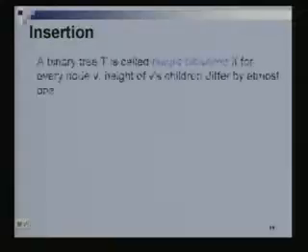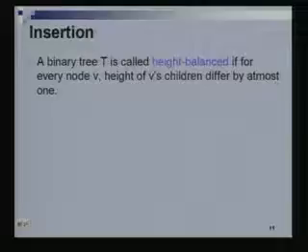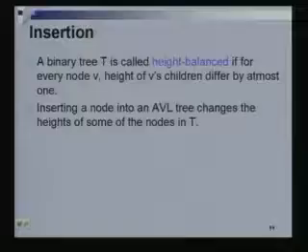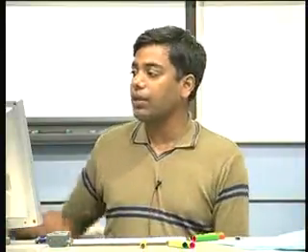Now, suppose you were to try and insert. When you were going to do an insert, what can go wrong? Recall that we call a tree height balanced if the difference in the heights of its children is at most 1. So when I insert a node, it can change the height of some nodes, and as a consequence the height balance property might get violated.